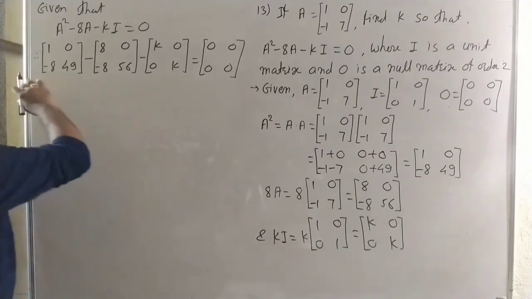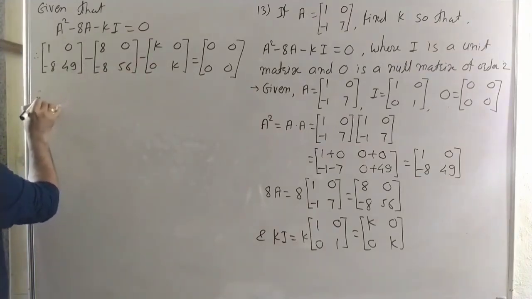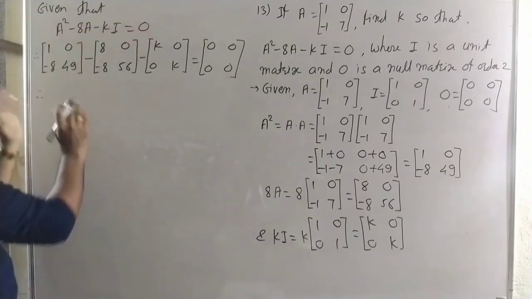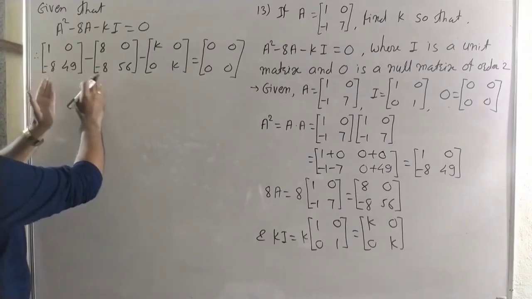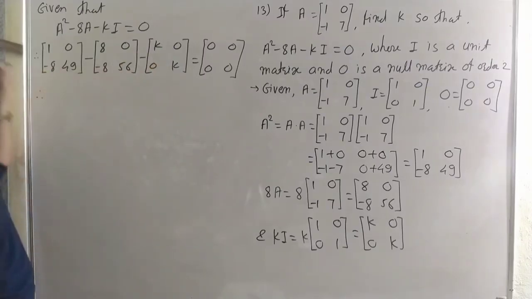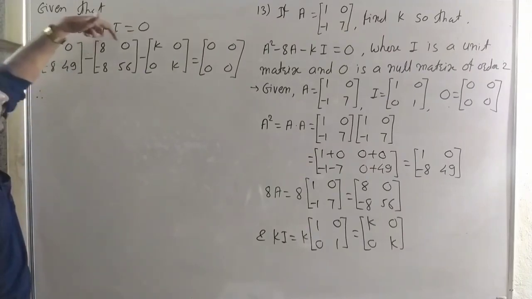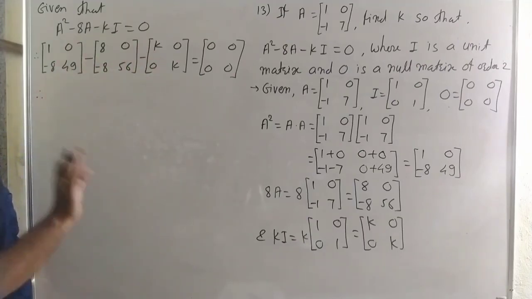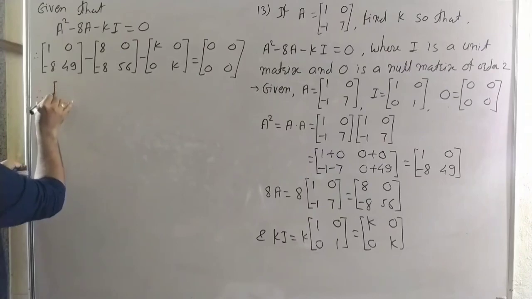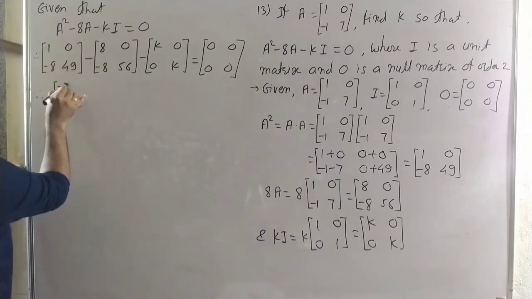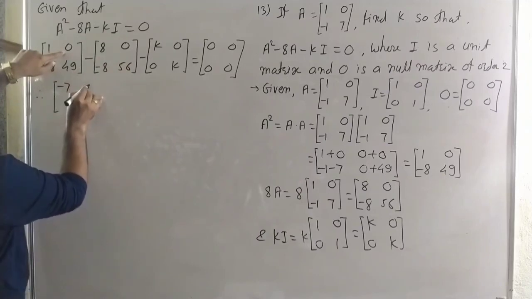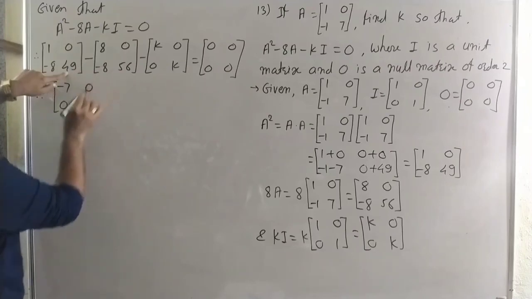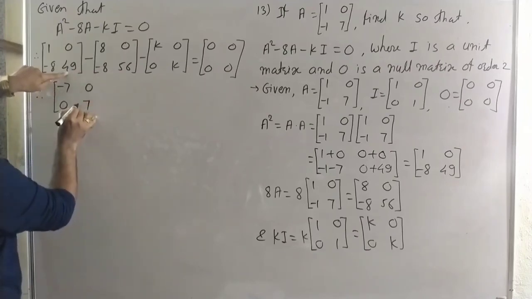Now take the calculation of this. Therefore we subtract it. See carefully, 1 minus 8 and minus k we can directly write, or step by step. First subtract these two matrices and then subtract this. Directly, 1 minus 8 minus k, that is minus 7 minus k. Step by step, here 1 minus 8 is minus 7. Okay, 0 minus 0 is 0, minus 8 minus minus 8 is 0, 49 minus 56 is minus 7.